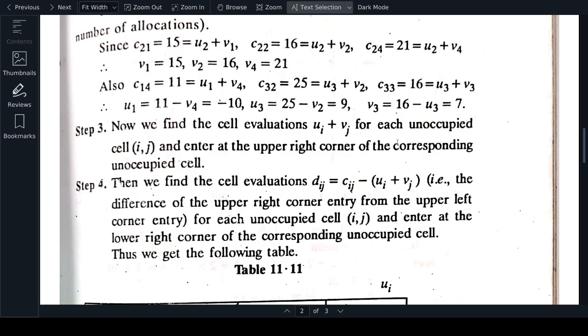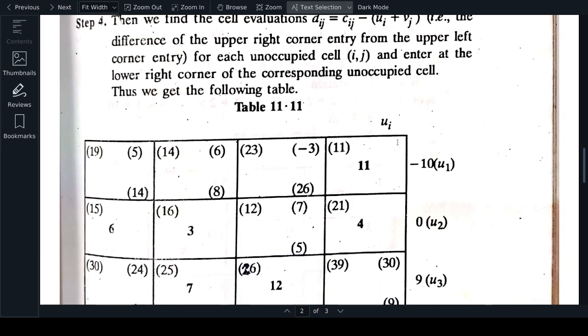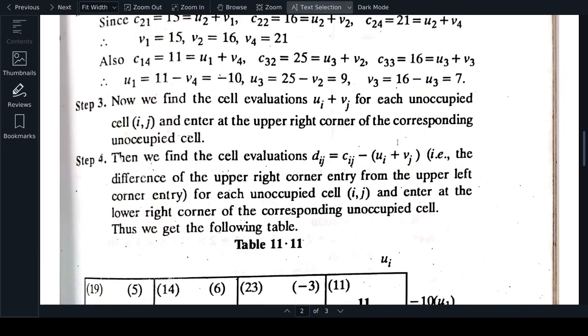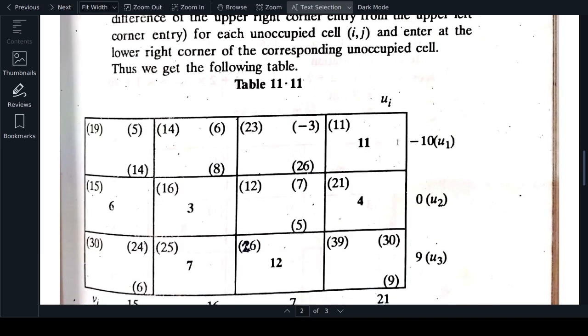So next, Ui and Vj we shall calculate. From here, first we choose at least one Ui or Vj, either from a row or from a column. First we write it, and then automatically we can get the values of the remaining Ui and Vj. First you see we choose U2 equal to 0. U2 means the second row, right? So the second row is denoted by U2.